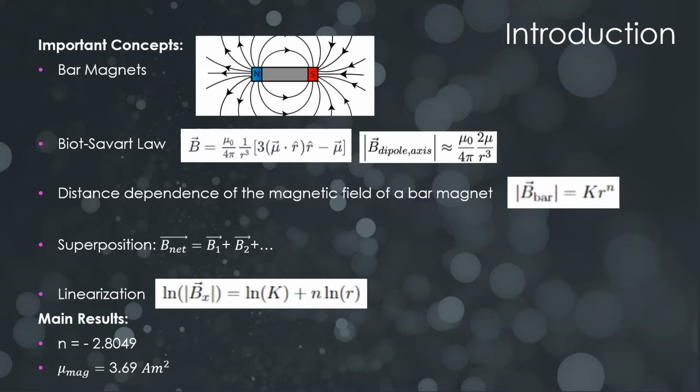And then the main results of my experiment were that n equals negative 2.8049 and mu mag equals 3.69 amperes times meter squared.